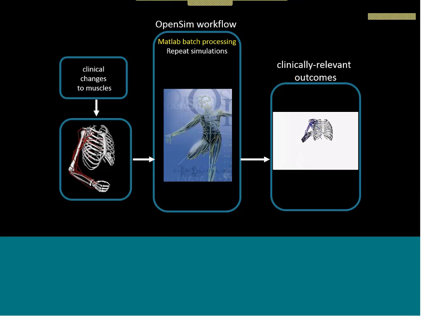Often we have to create many of these simulations to capture some of the variability that we're interested in. And so I'll talk a little bit about the MATLAB batch processing approach that we use in order to facilitate those simulations. And in general, we try to choose clinically relevant outcomes, either movements, strength assessments, metabolic cost, and other features that are really relevant to the clinicians that we're interested in working with to translate our results more directly.